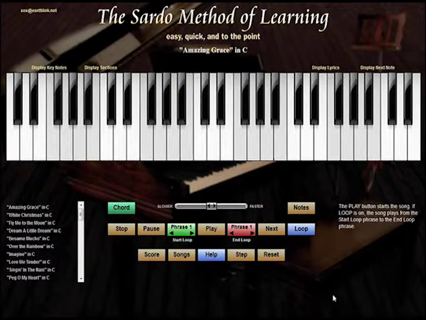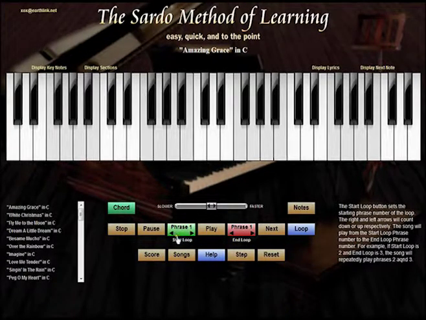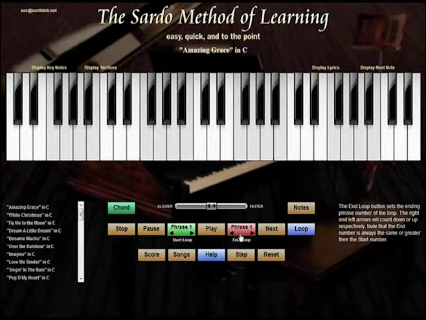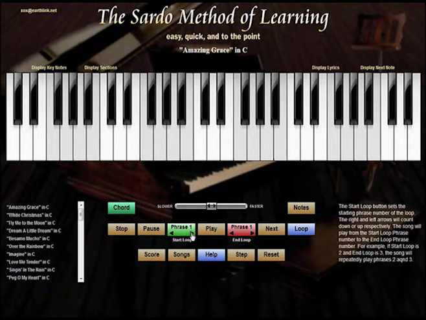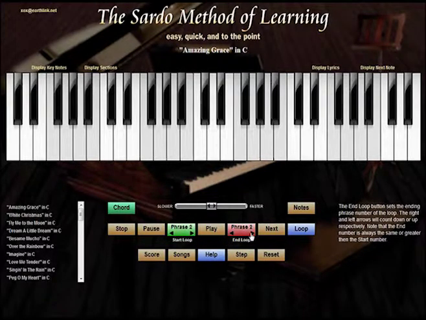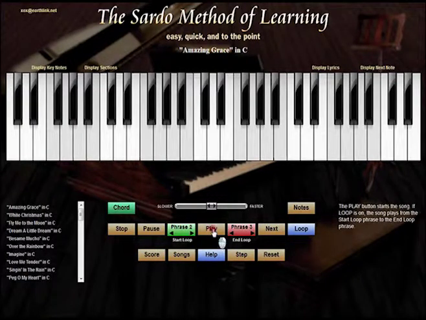After learning phrases this way, you may want to practice particular phrases within the song. This is done using the start loop and end loop buttons. Use the small arrows on the buttons to set the start phrase number and the end phrase number. Then click the play button and the song will play only the selected phrases.